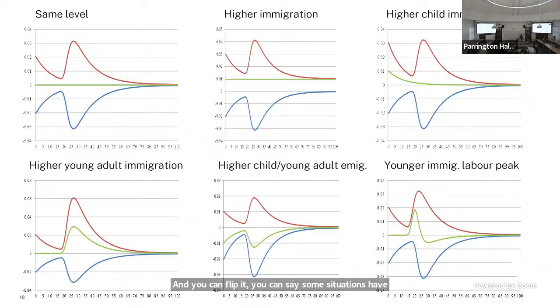The bottom right says, what if you have migration levels about the same, but immigration is younger than emigration? What would your net age profile look like? And it has this kind of S shape, where it's an up and down curve. So you can see how much a net age profile can vary. But also notice that the overall shapes for the immigration and emigration don't change a whole lot. It's just a matter of making slight tweaks to them.